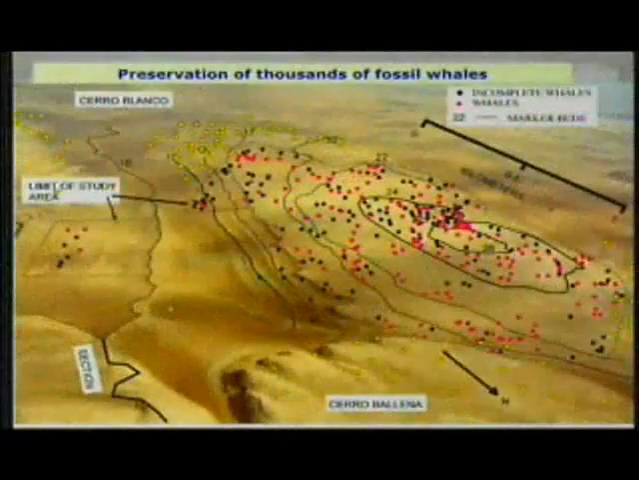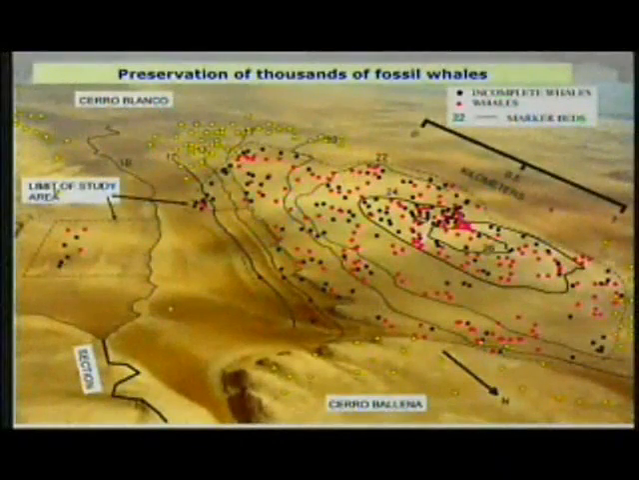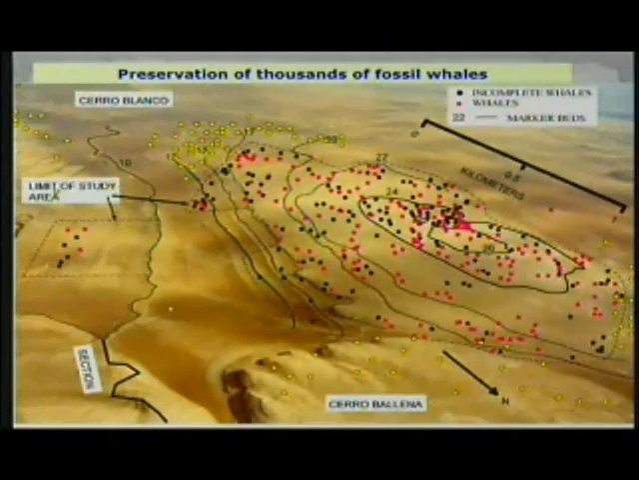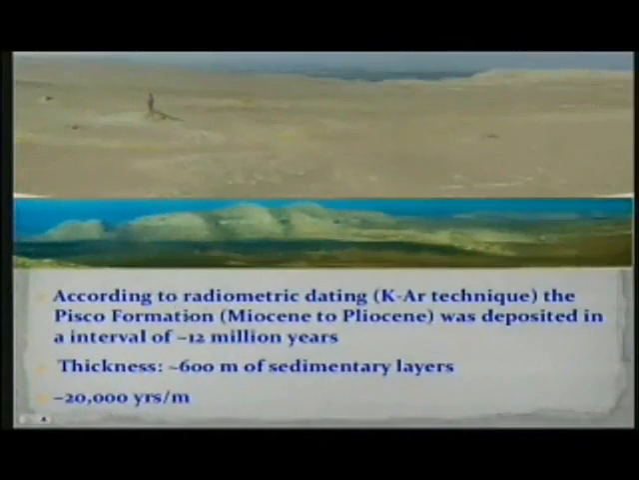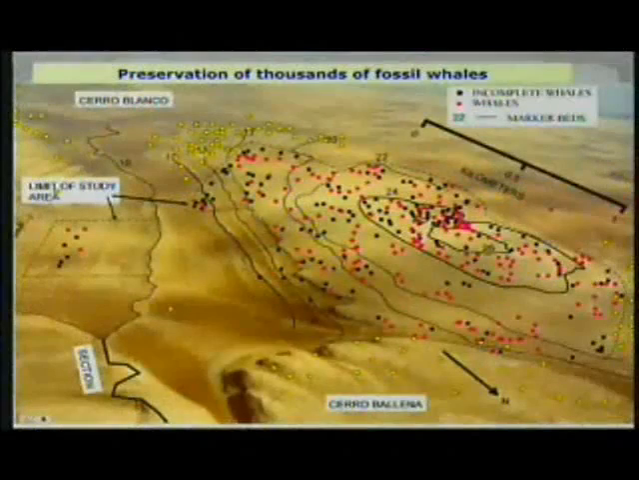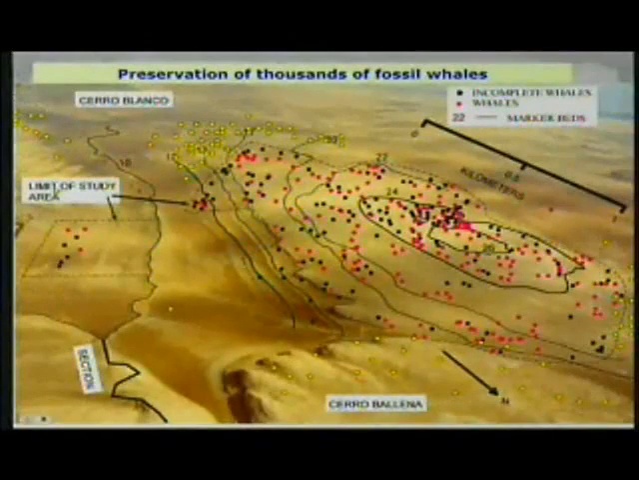Now, what we found there, we started looking for fossils. And this is a hill. Okay, let me show you again. You see that hill and this hill here? From where I'm taking the picture, that's this hill here. And the one you were seeing before, it was right here.